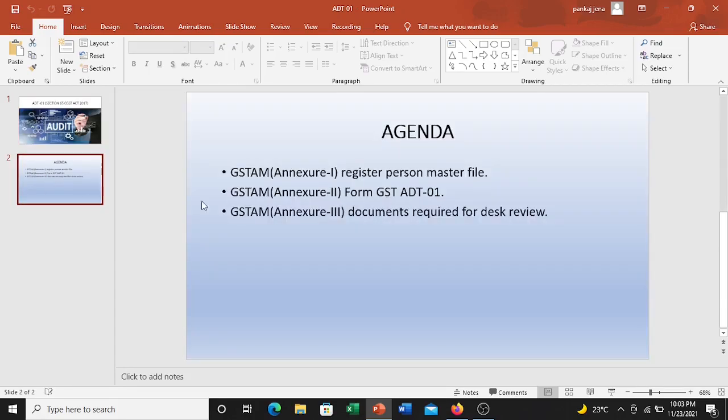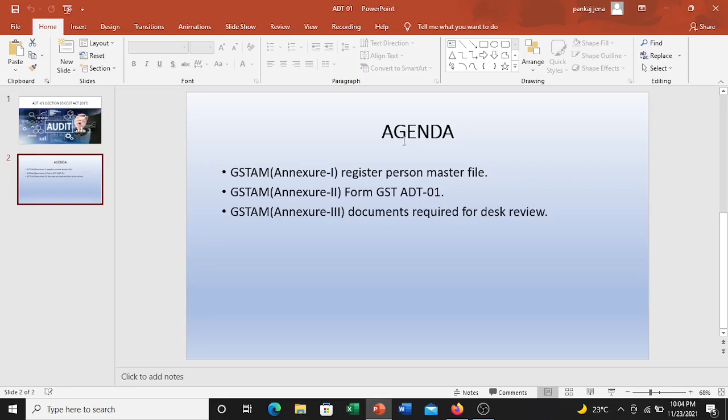Let's go to the next slide. And yeah, here we have to go through this GSTM. GSTM means our GST audit manual, which is provided by the CBDT. In this manual, if you can see, there will be three annexures: annexure 1, annexure 2 and annexure 3. Both have separate details in them. Like annexure 1, you have to provide the registered person master file, and in annexure 2, GST form ADT-01, they will provide an intimation to the assessee.